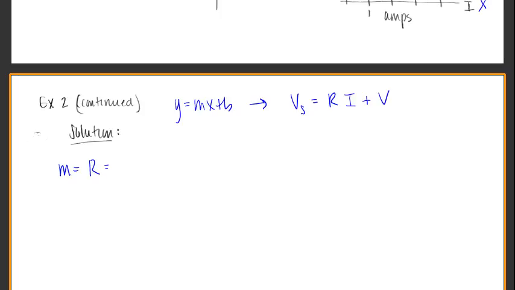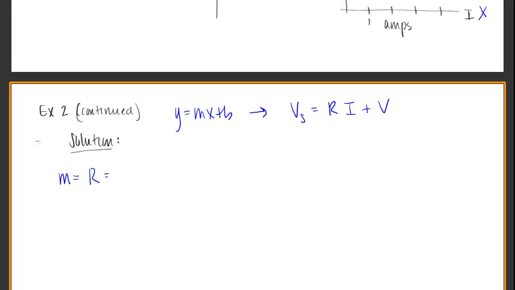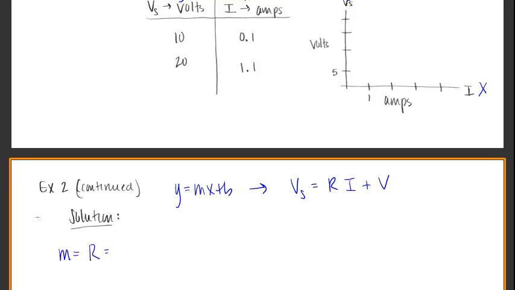It's going to be the difference in my y values, so the difference in my voltage, over the difference in my current. Let me come back up here for 2 seconds. The difference in my voltage, so 10 minus 20, over the difference in my current, 0.1 minus 1.1. When I plug this in, I get my R value to be 10. Because R is resistance, it's going to be 10 ohms. Or if you don't want to write the word ohms, you can say R is equal to 10 and then write the symbol for ohms.